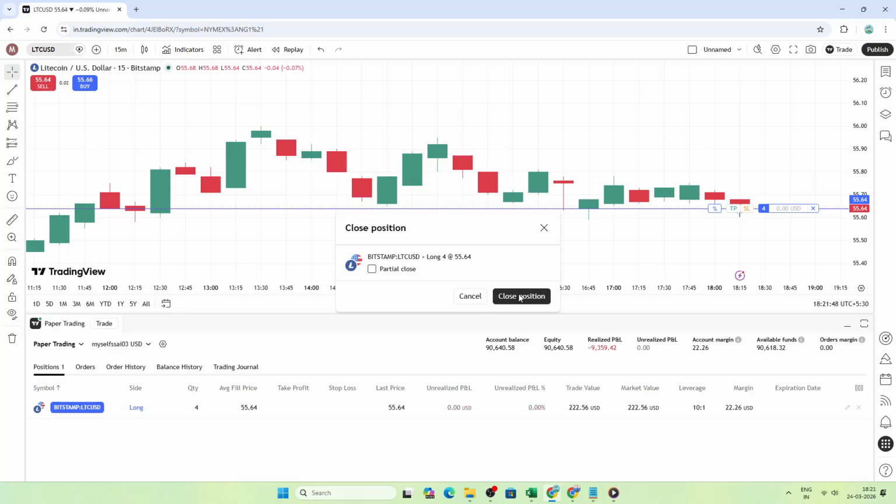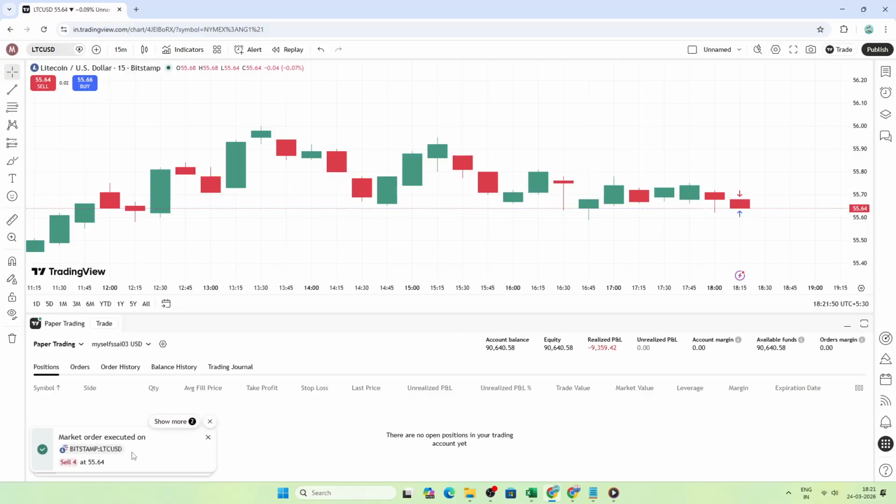Once confirmed, TradingView sends the close instruction to your connected broker or paper account for immediate execution. After the trade closes, the position disappears from the Positions tab, and your realized profit or loss updates accordingly. You may also see a small notification and a marker on the chart indicating the exit. If the list doesn't update right away, give it a moment to refresh and verify that the position is no longer shown. That's the full flow.